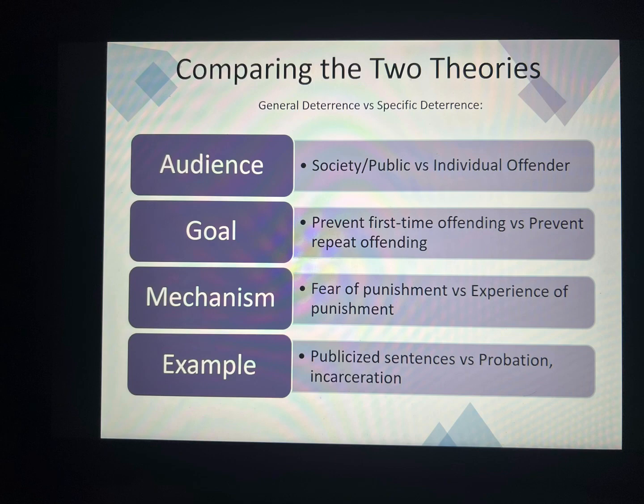When comparing the two, the main difference is who they target. General deterrence focuses on society, trying to stop people from committing crimes for the first time. Specific deterrence targets individuals, aiming to stop them from reoffending. One uses fear, the other uses experience. Both, however, are essential to a balanced justice system.